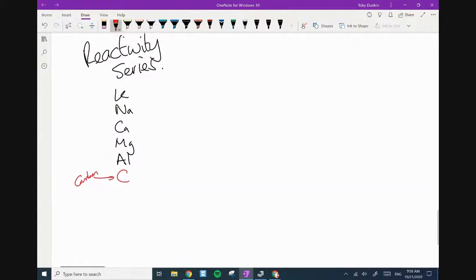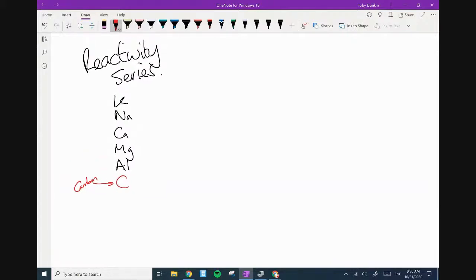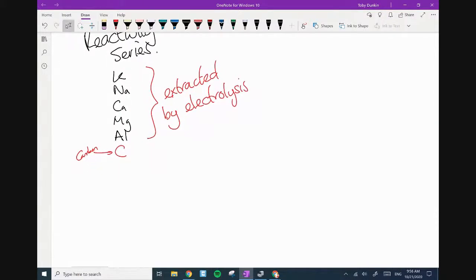One of the things that we talked about in one of the previous lessons was that anybody above carbon is extracted via a process called electrolysis. Now, don't get me wrong, guys, I am going to have to teach you electrolysis, but you don't need to know it yet. It's just nice to know that anyone above it is extracted by that method.